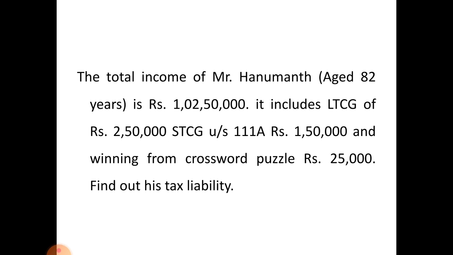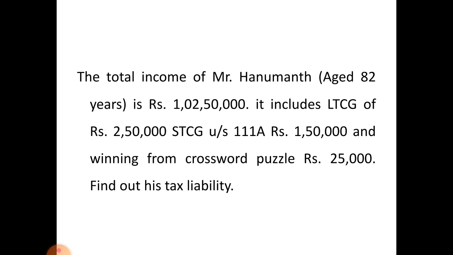Here Hanumant's total income amounts to rupees 1 crore 2 lakh and 50,000. That means his income is above 1 crore and below 2 crores. 15% surcharge must be applied on this amount, and his income is marginally above 1 crore. That means you have to calculate marginal relief also.